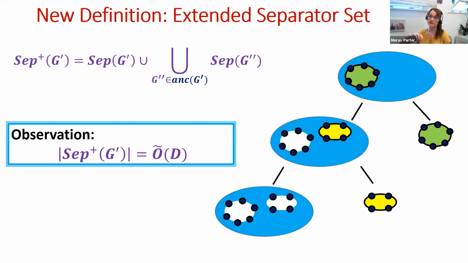And since the depth of the BDD tree, of the recursive decomposition tree is log n, every subgraph has at most log n many ancestors, and the extended separator set that is denoted by SEP+, is still going to be bounded by polylog n size. Okay.